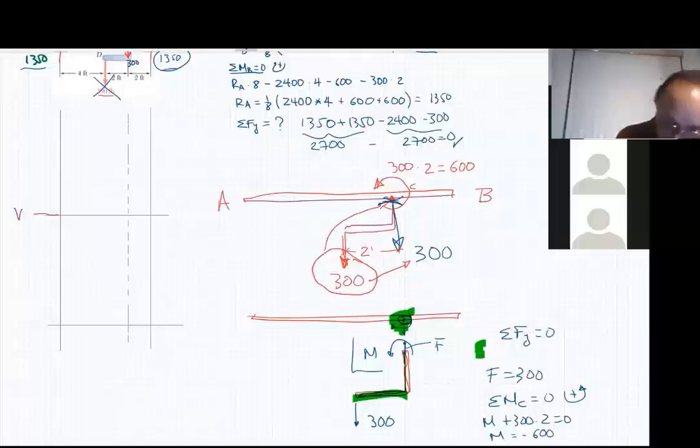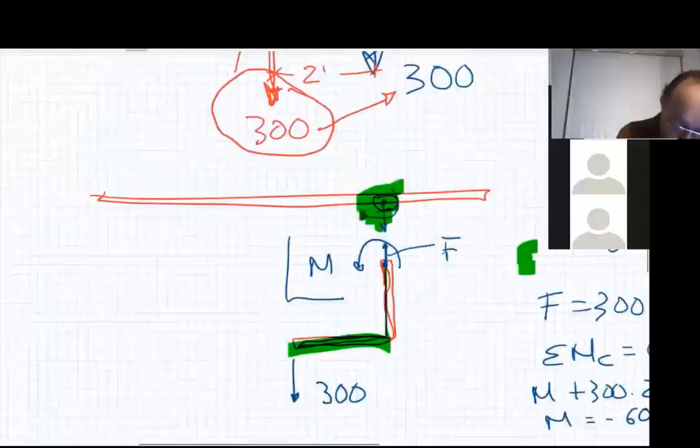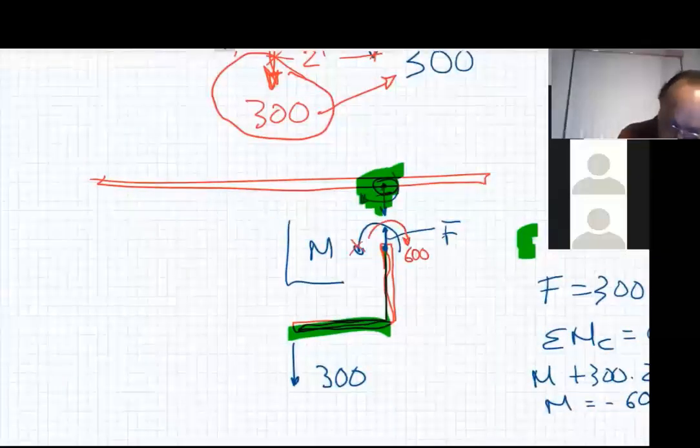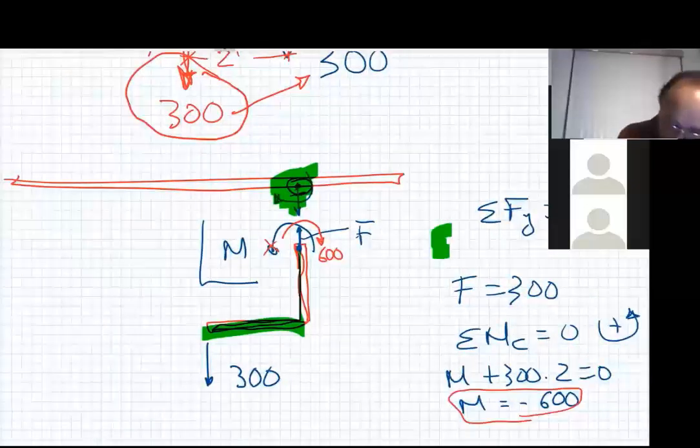So it means that I put the wrong direction. Let me increase the size here of all this stuff. So this moment is not in this direction, but in this direction. And it's 600. We just found it, right? So we have a force that is correct, 300, but the moment was in the wrong direction.